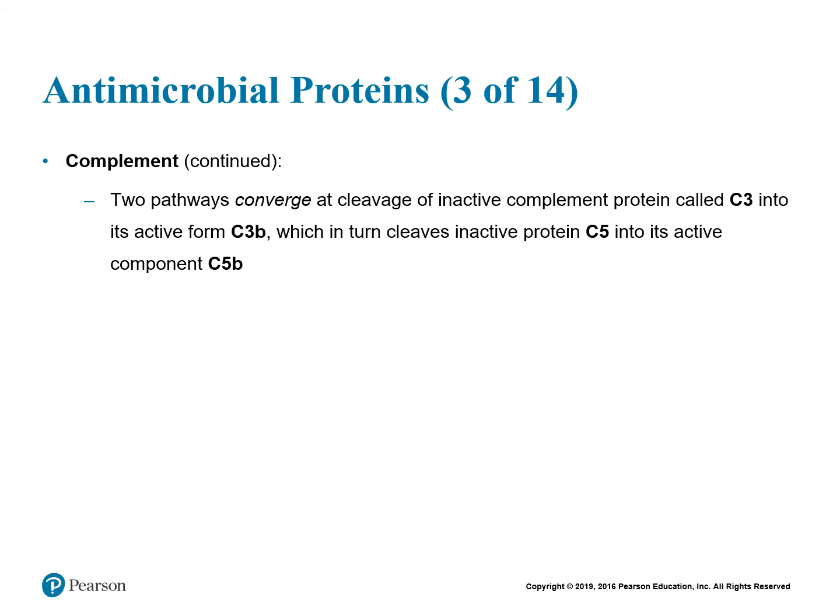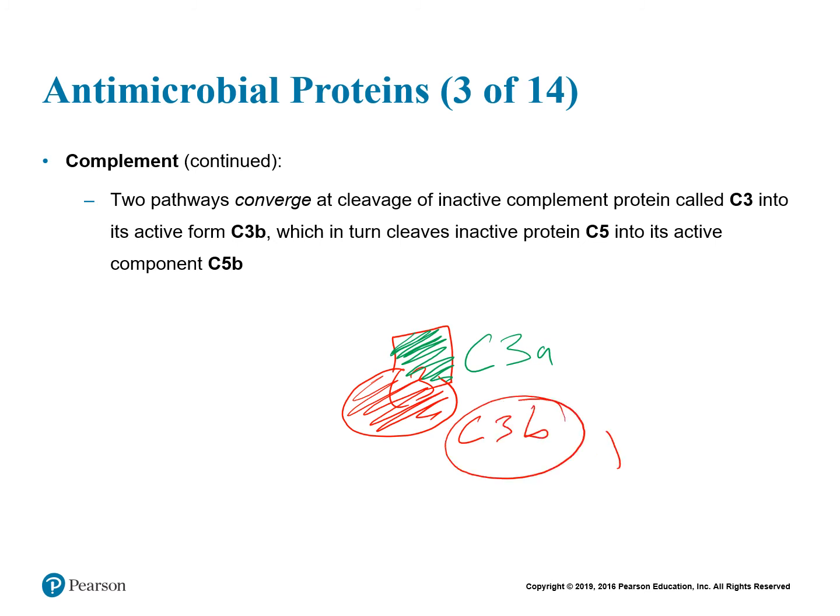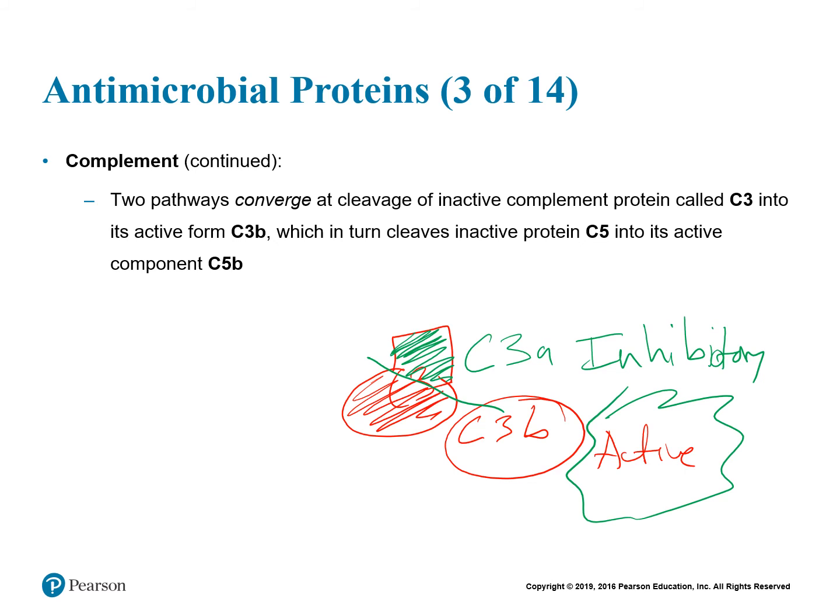C3 is made of two subunits, unit A and unit B. Unit A is inhibiting unit B from working. So whenever this pathway becomes activated, I'll draw C3 like a little boop. This is C3. This green part right here is C3A, and this red part is C3B. This one is active, and this one is inhibitory. Whenever this C3 gets cleaved or cut, the inhibitory mechanism that's protecting this protein from being active goes away and it becomes active. So now it's going to start doing whatever it needs to do.